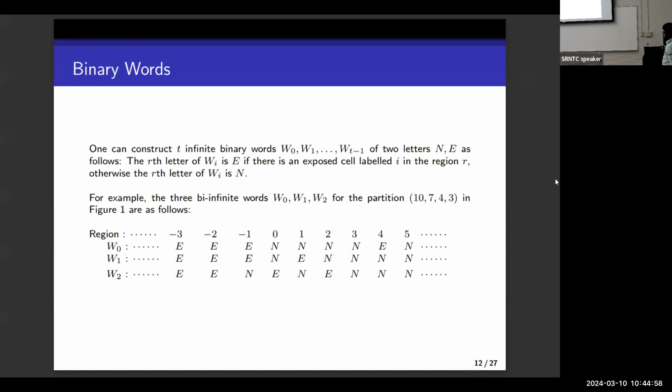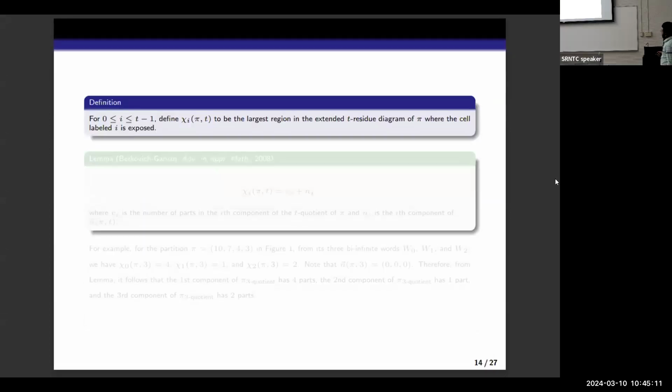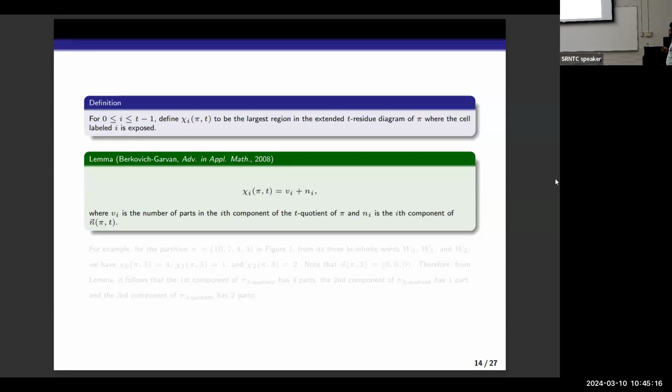Because everything to the right is not exposed here, for the cell labeled 1, the largest region in which it is exposed is 1, and for the cell labeled 2, the largest region in which it is exposed is 2. Then in 2008, Berkovich and Garvan showed that chi can be computed explicitly using this formula, which is Vi plus Ni, where Vi is the number of parts in the ith component of the T quotient, and Ni is the ith component of the N vector.